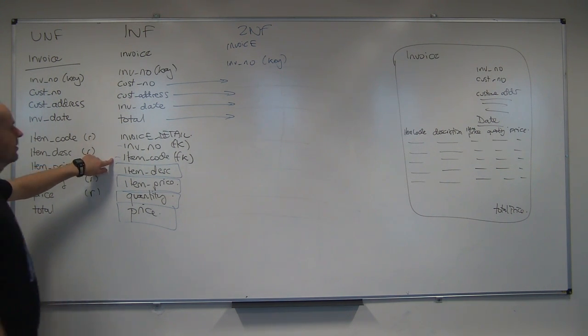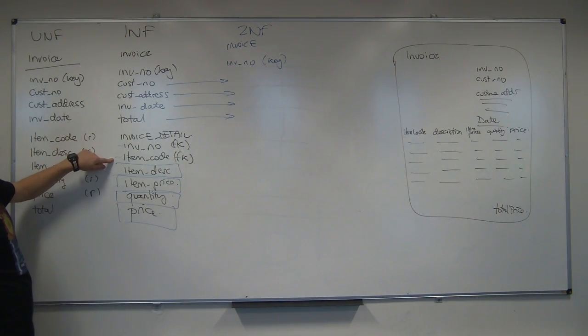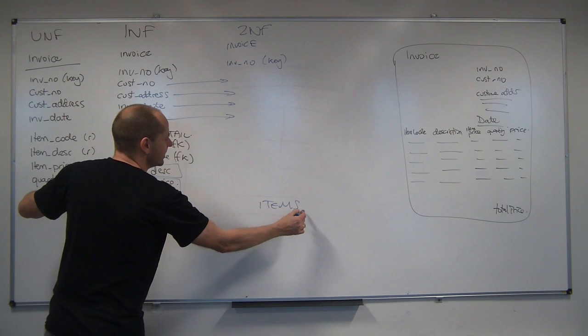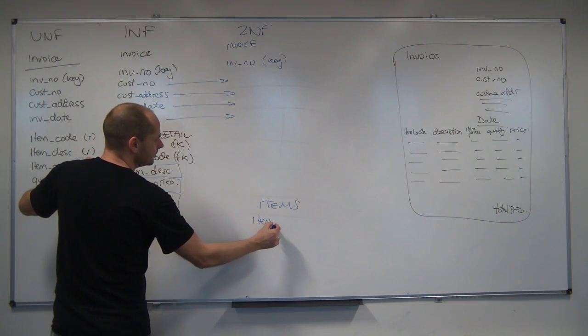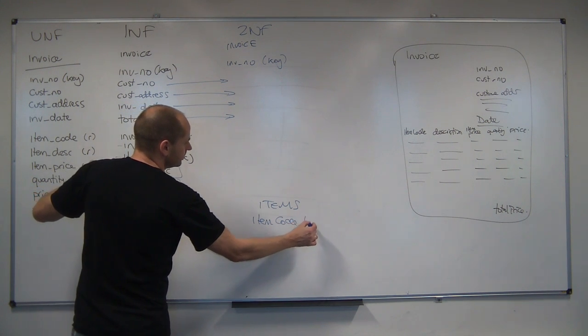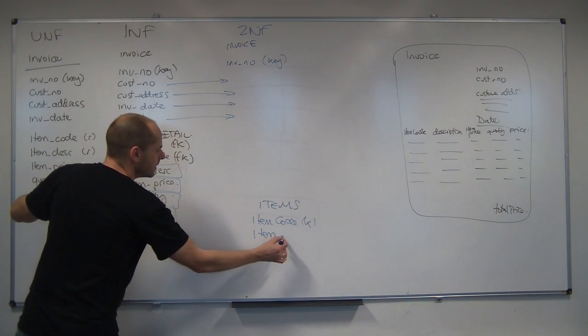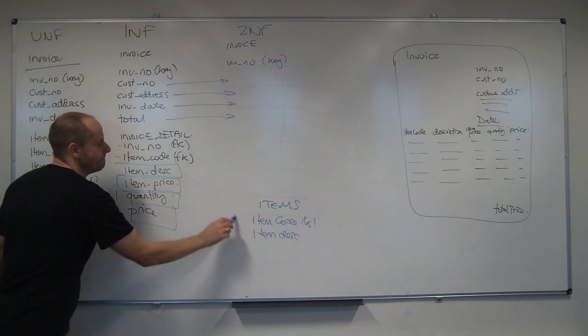So I'm thinking that I've got something else that I need to store separately. And it's to do with items. So I'm going to come up with a name. I'm going to say, right, I'm going to call this thing items. I'm going to make a copy of the item code. But I'm going to put item description in there. Okay, so I've moved that one.